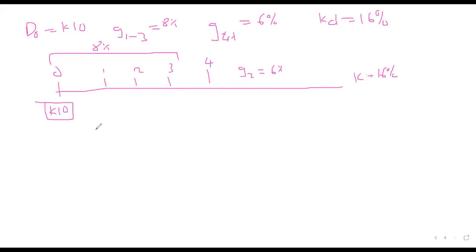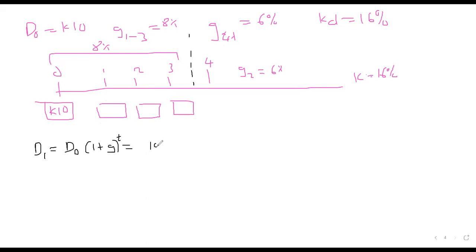Who remembers, how do you find dividend for year 1? How do you find dividend for year 2? And how do you find dividend for year 3? To get the dividend, we just simply take the previous dividend, 1 plus the growth raised to the power t. Good. So here we have 10. The growth is 8%. So the time difference here is 1. So year 1 is going to give us 10.8. Are we together? So this is the dividend for year 1, 10.8.